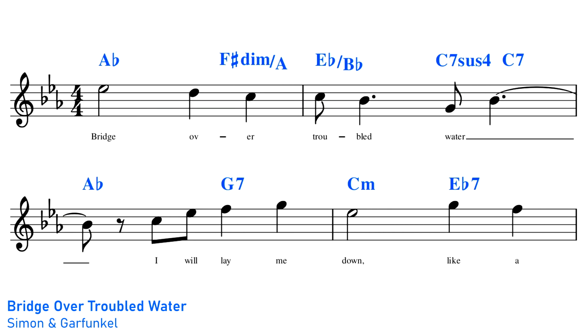Likewise, in the chorus of Bridge Over Troubled Water by Simon and Garfunkel, this brief F-sharp diminished chord gives us an even sweeter resolution to the tonic chord, particularly because it's coupled with this bass movement of A natural moving to B flat.